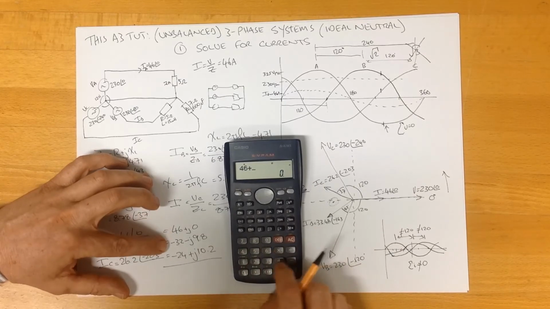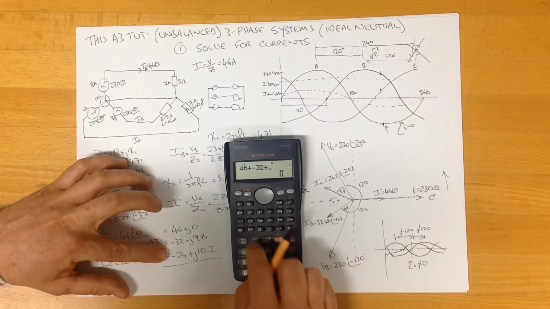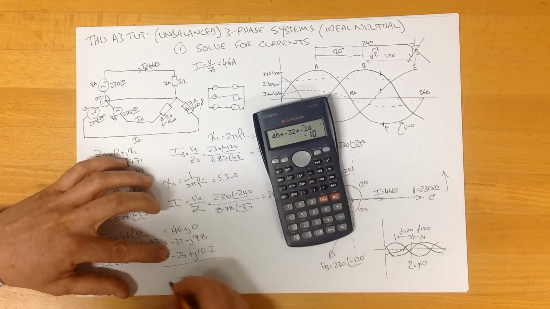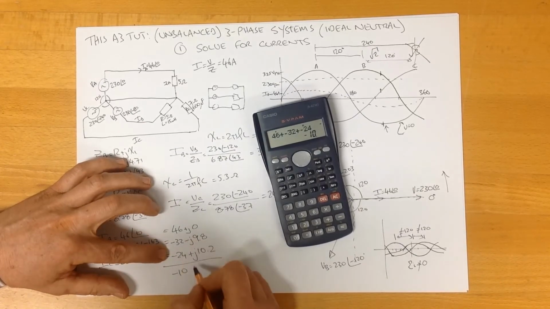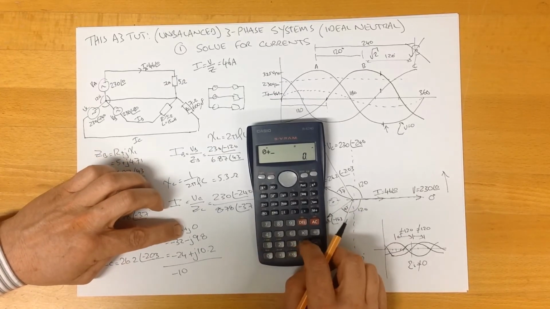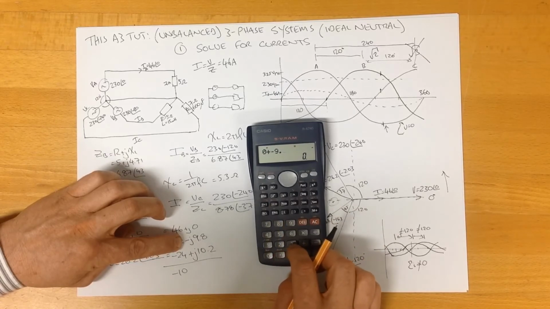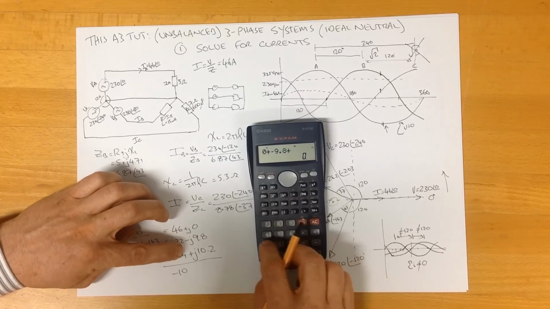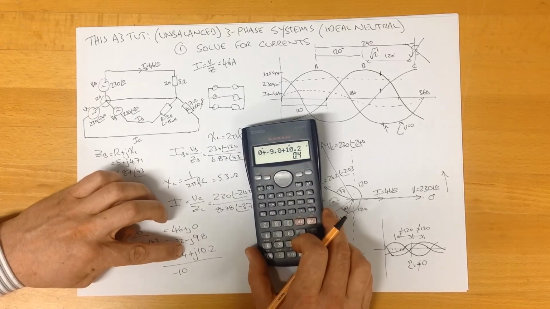46 plus minus 32 plus minus 24 gives us a solution of minus 10. We need to do the imaginary part. 0 plus minus 9.8 plus 10.2 equals 0.4.